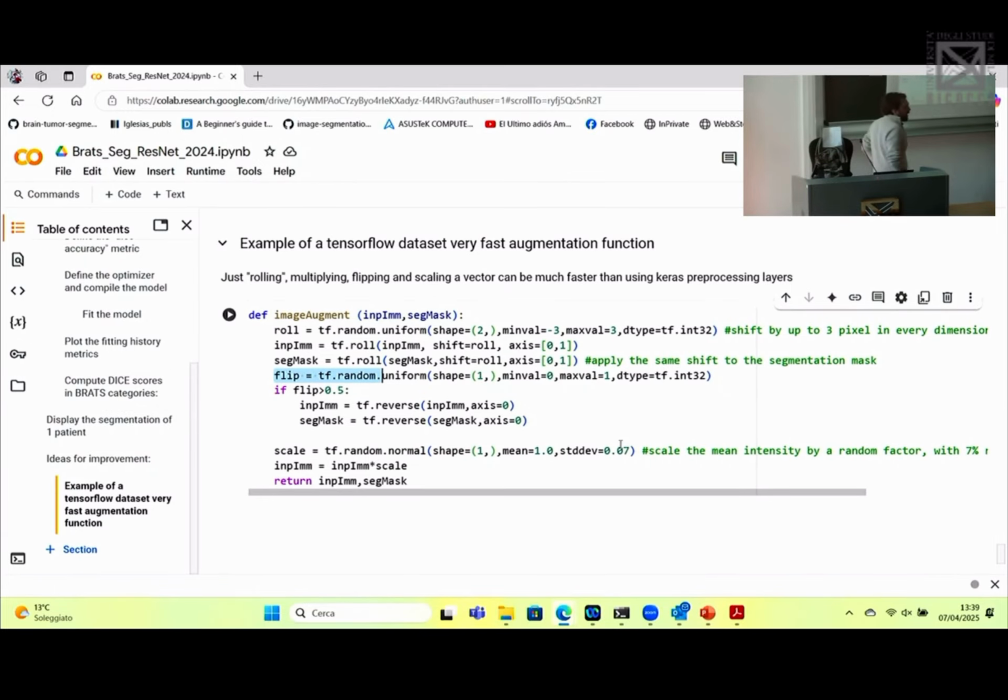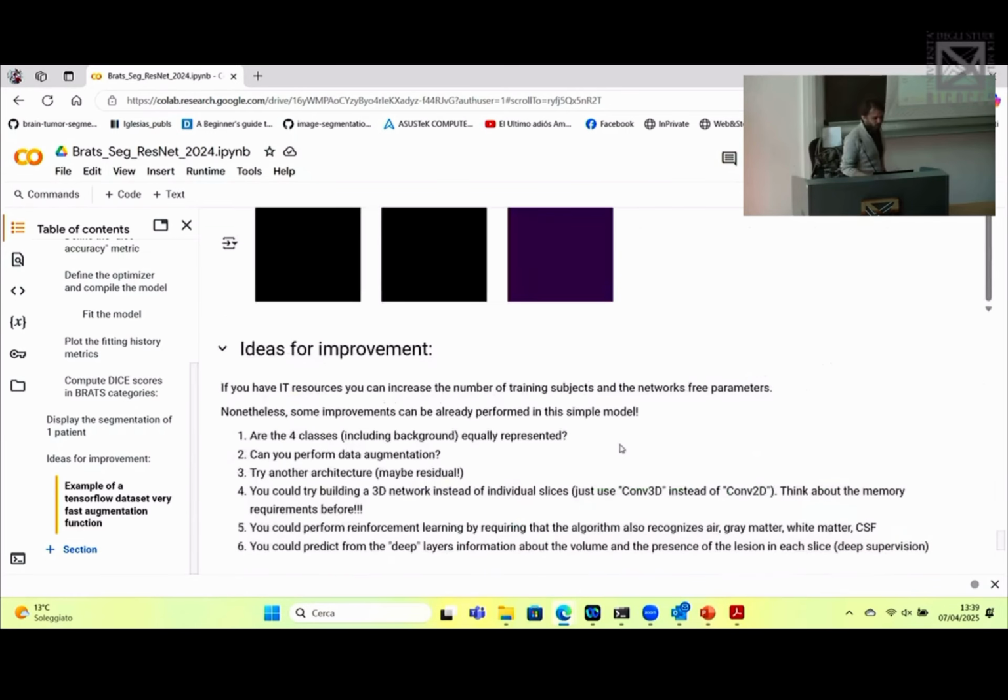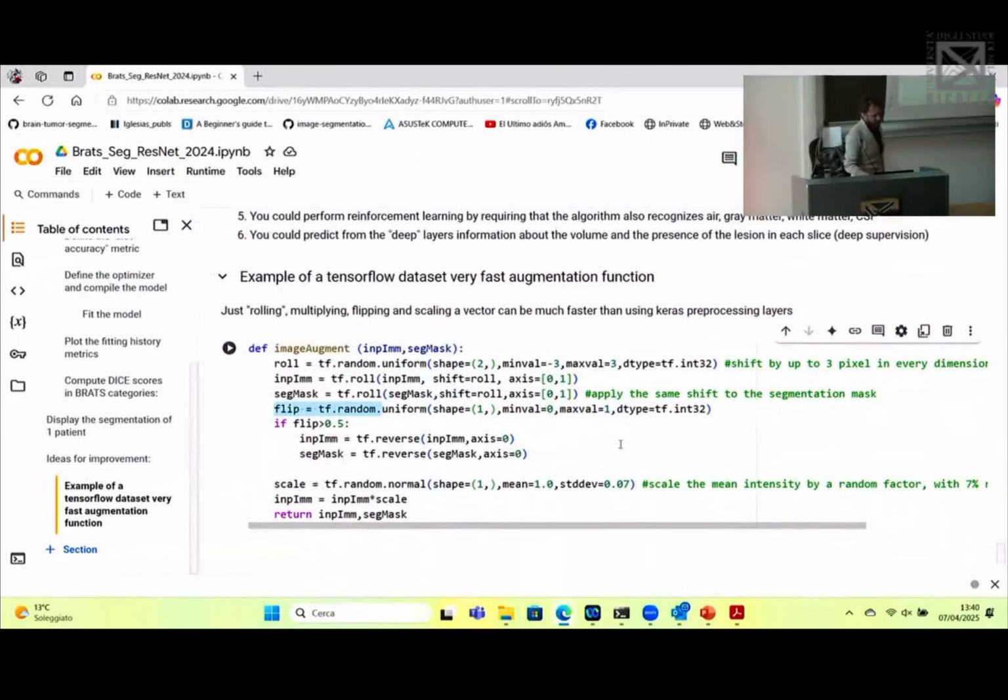And finally, I stated at the beginning that I was scaling images with my own function to bring them in a common range, but given that this was arbitrary, I'm multiplying the image by a random number with a mean of 1 and a standard deviation of 0.07. So we are putting a plus or minus 10% scaling jittering, so that, again, the networks learn to be robust to differences in scaling.